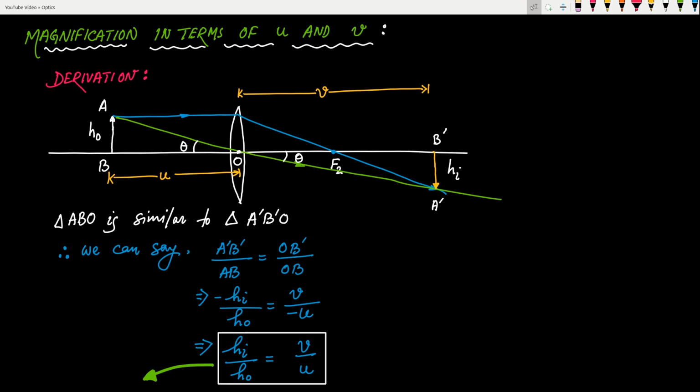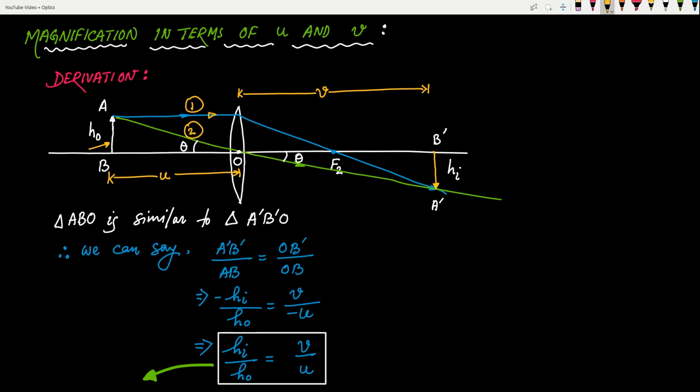So let's see the derivation of magnification in terms of U and V. As you can see in the ray diagram, we have taken the object to be AB here. And we know for formation of an image, we at least require two rays for intersection. So we have taken two rays, one with blue color, another with green color. So let this be the first ray and this be the second ray.